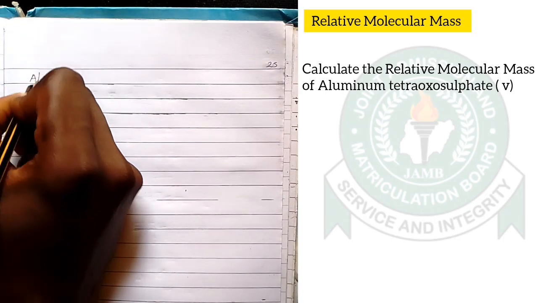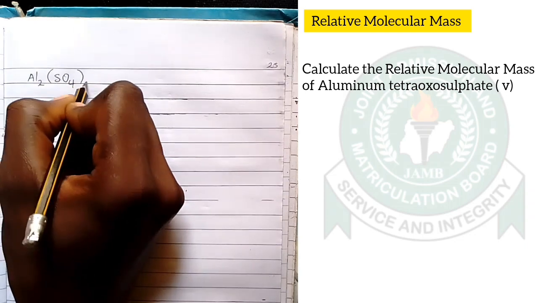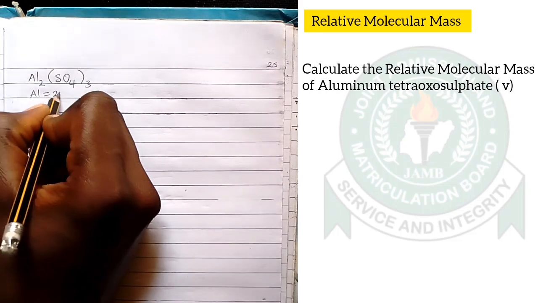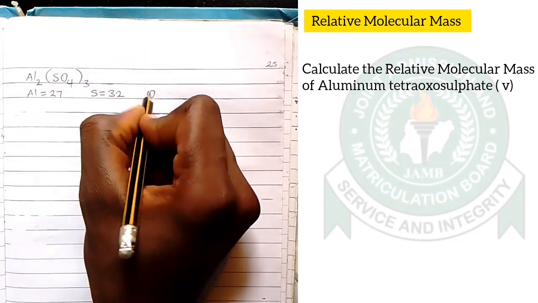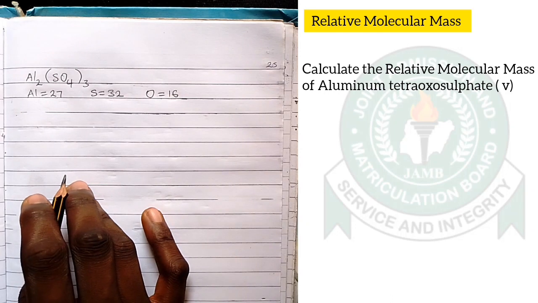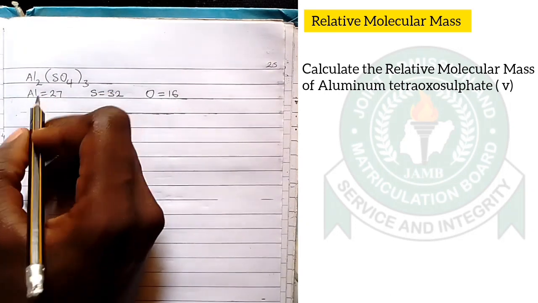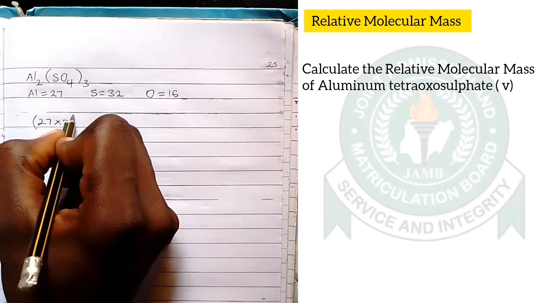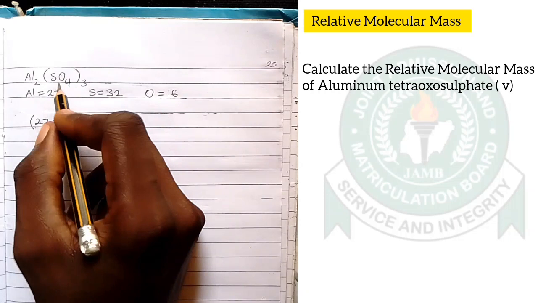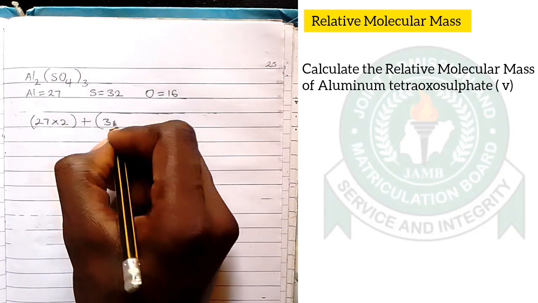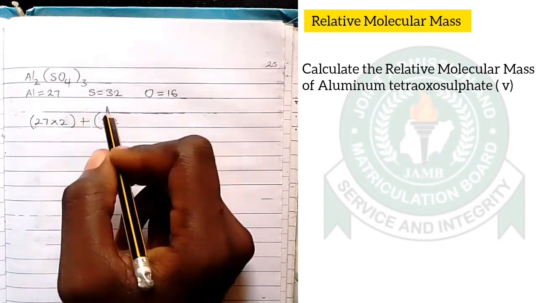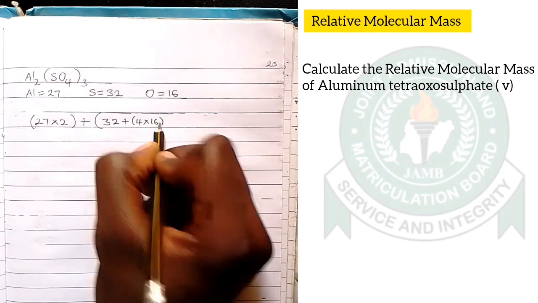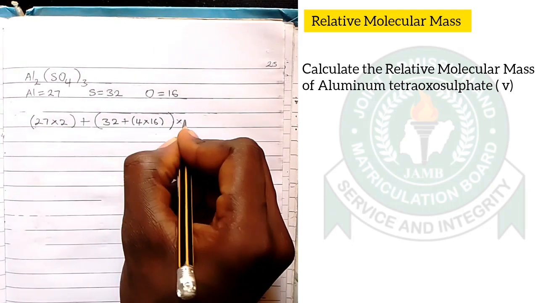Okay, so calculating the relative molecular mass of aluminium tetraoxosulfate(VI). Aluminium is 27, that's the atomic mass, sulfur is 32, oxygen is 16. With this we'll be able to calculate the total mass of the whole compound. Since we have 2 atoms of aluminium, we say 27 times 2, then we add that to sulfur, which is 32, and oxygen has 4 atoms, so that is 4 times 16. Then we multiply everything by 3.